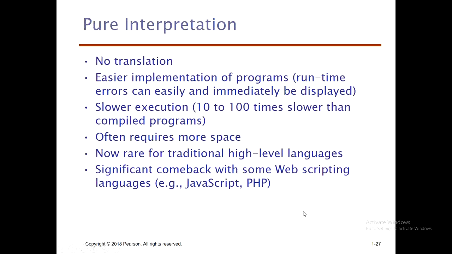Let us talk about the pure interpretation. In pure interpretation, unlike compilation, there is no full translation. The translation is done statement by statement. Through this process, the computer will finish one instruction and go to the next instruction, then finish it up and then go to the next instruction, and so on.